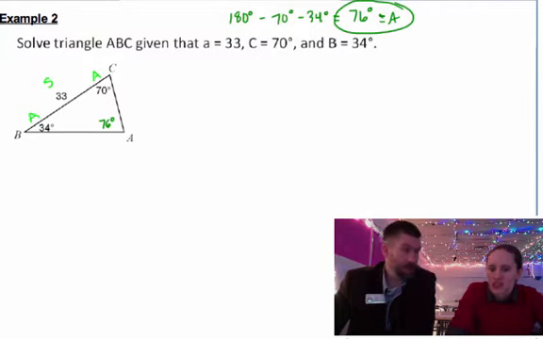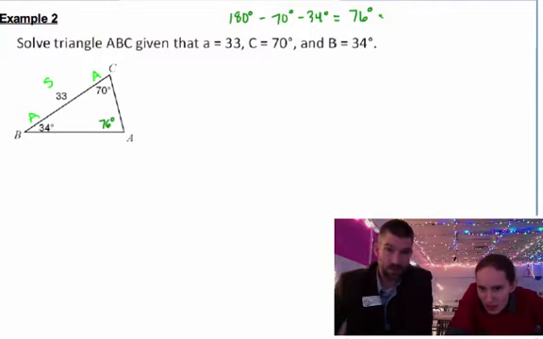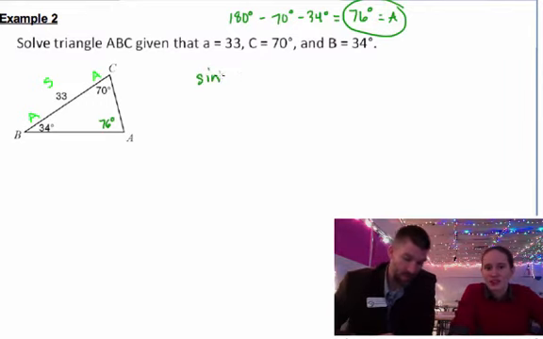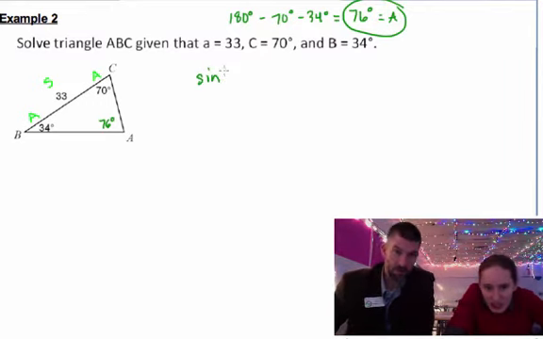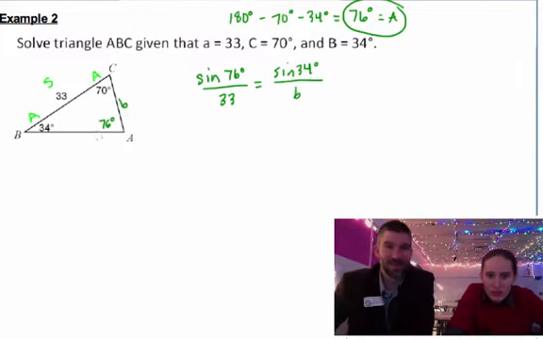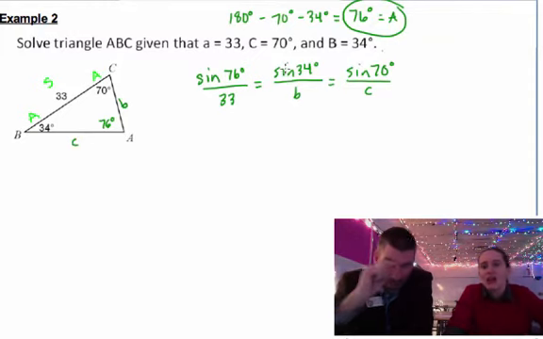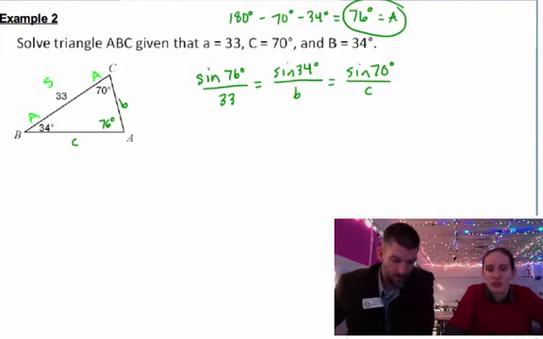Okay, sine of A, 76 degrees, over little a, which is 33, equals sine of B over little b, which we don't know, equals sine of C, 70, over little c. Okay, and then we're ready to solve. So this one's just a little bit different.